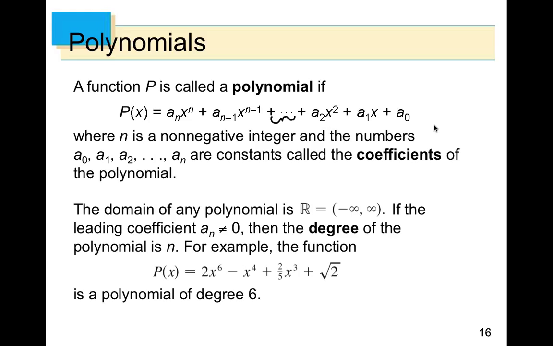Generally, if you do not have it in standard form, meaning you don't have the exponents going in order from greatest to least, then you have to reorganize your function so that it is in standard form and you can accurately describe the degree of that polynomial.